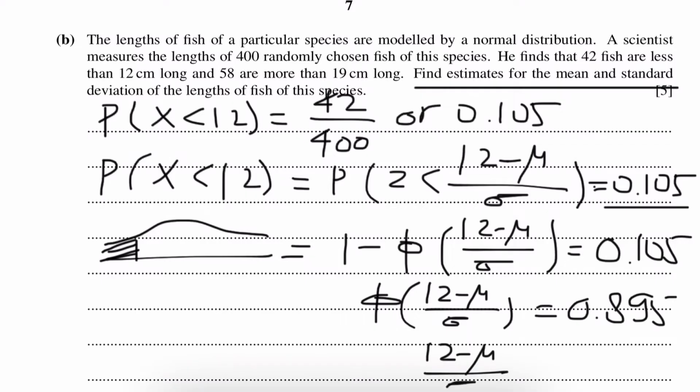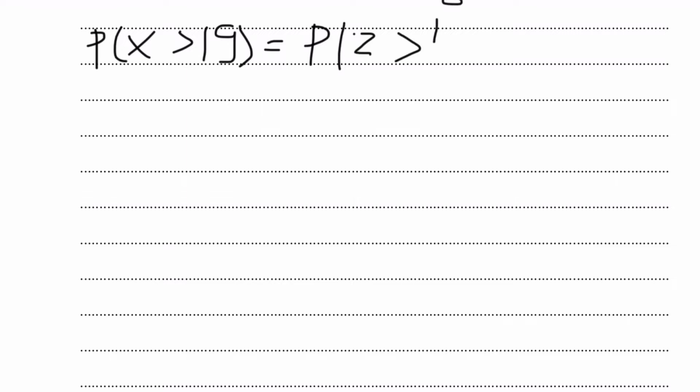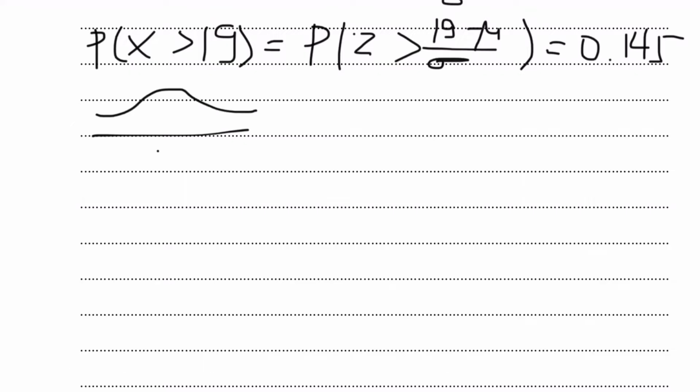And your sigma is -1.253. Now for the other value, you know that if x is larger than 19, then z would be 19 minus the mean divided by the standard deviation is equal to 0.145. If you draw your graph, you will see that when z is larger than something, the area is a small number, so it has to be a positive number.